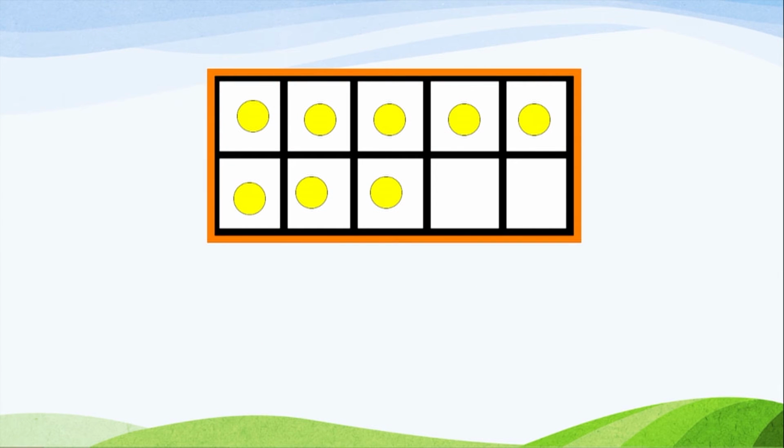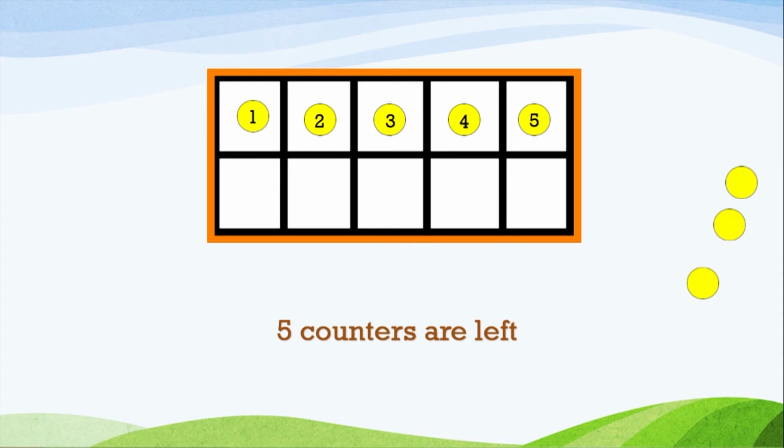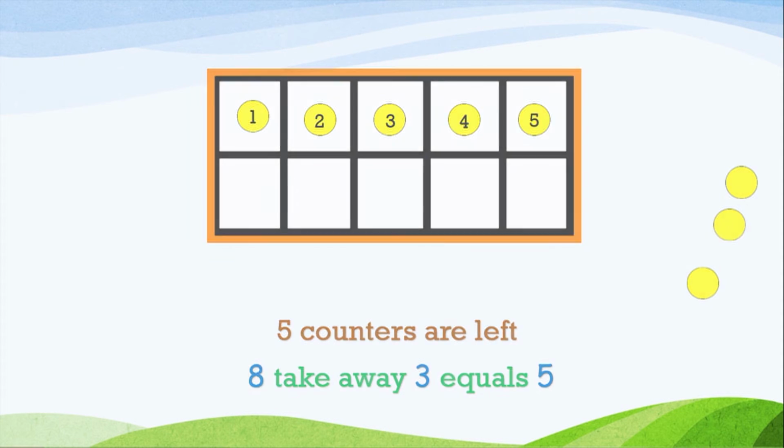So here are 8 yellow counters. We take away 3. And we remain with 5. 5 counters are left. 8 take away 3 equals 5. You're doing such a fantastic job. I know that you are getting a hang of this, so we will do another.